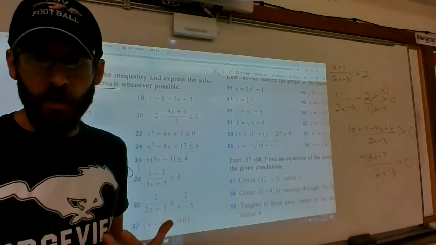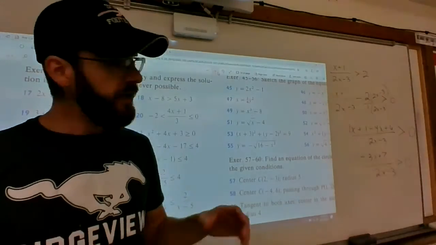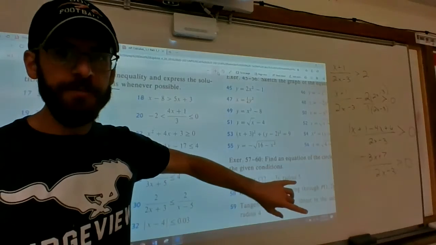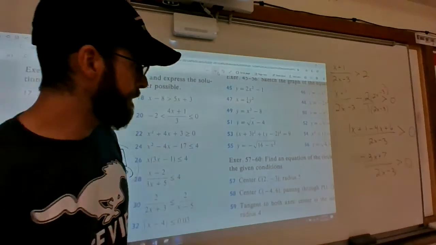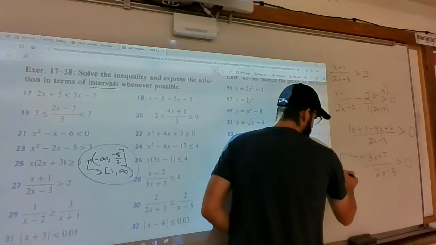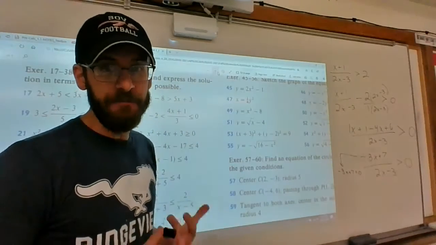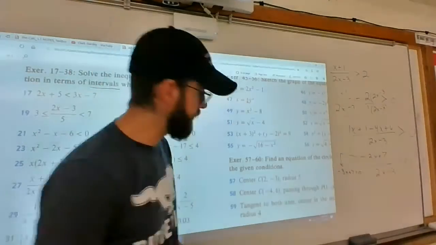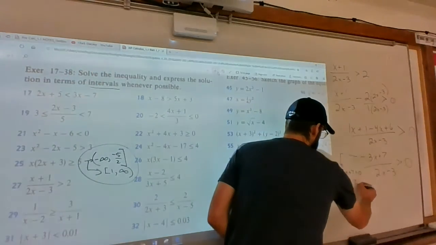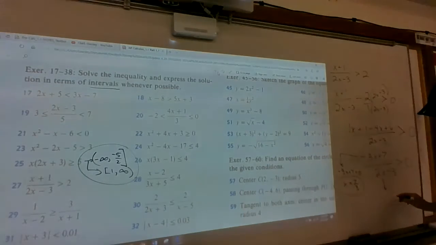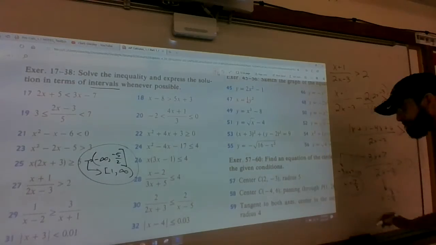All right, so again, in the same way, you're using critical numbers to set up your intervals. So whatever makes the top 0 and whatever makes the bottom 0 is going to be used in our intervals on the other side of the whiteboard. So if I set this equal to 0, I get -7 divided by -3, which is just 7/3 or 2 1/3. If I set the bottom equal to 0, you get plus 3 over 2, which is 3/2 or 1.5.